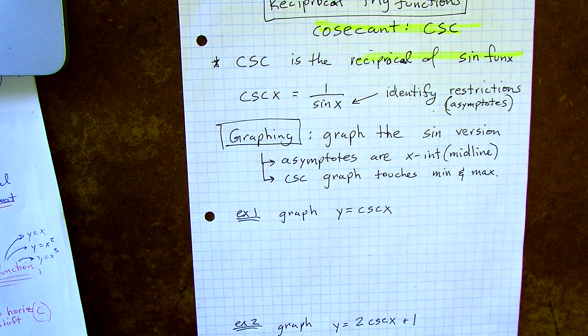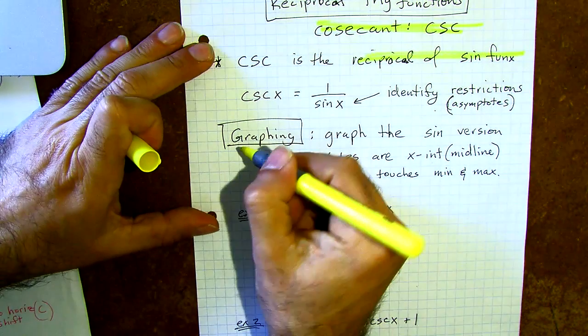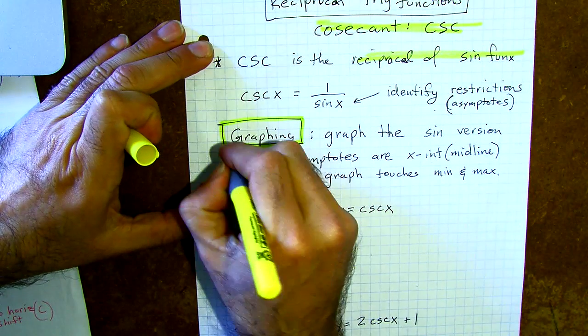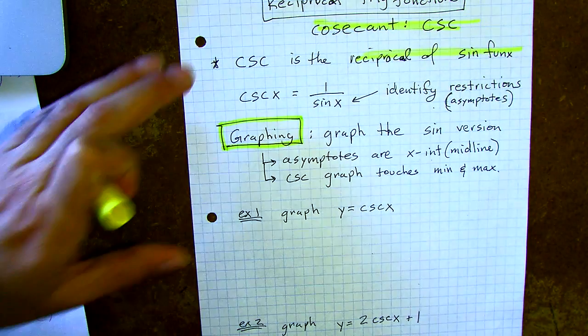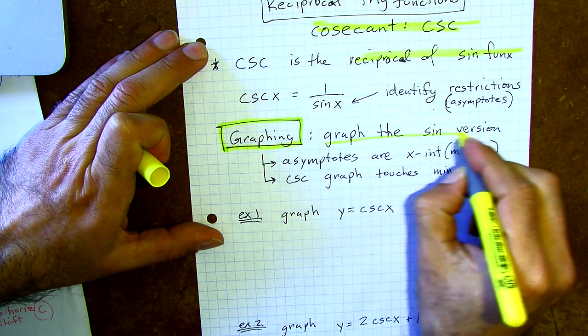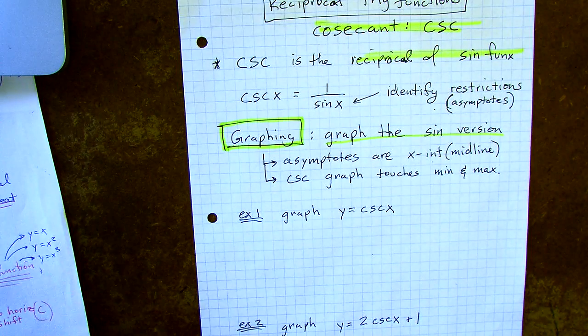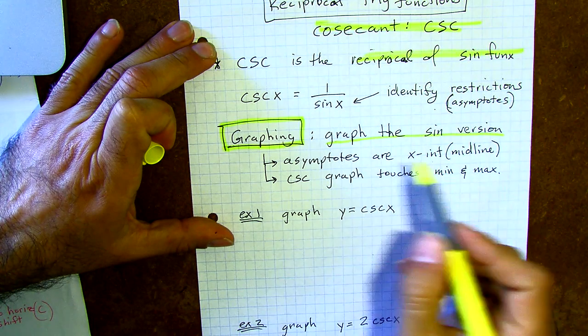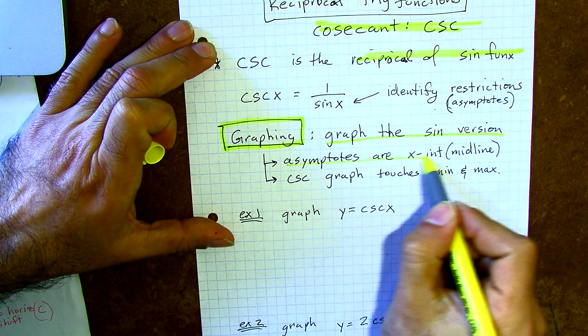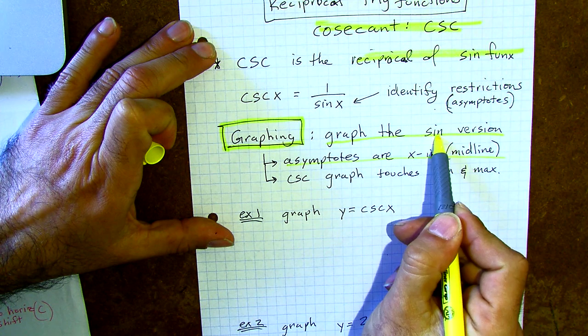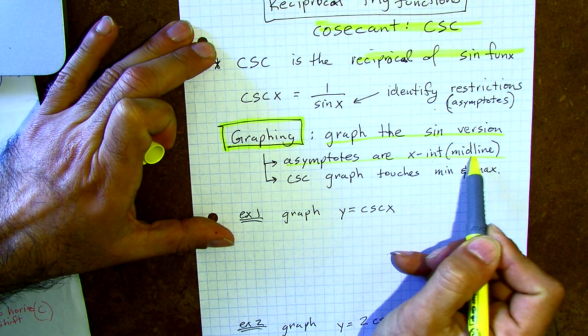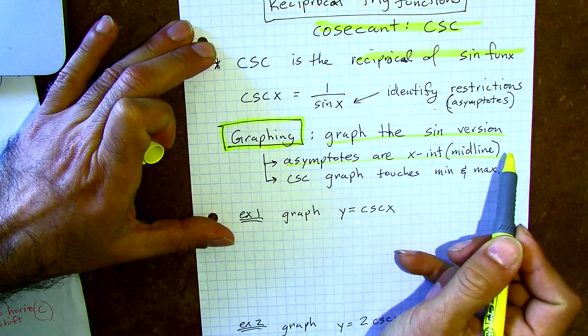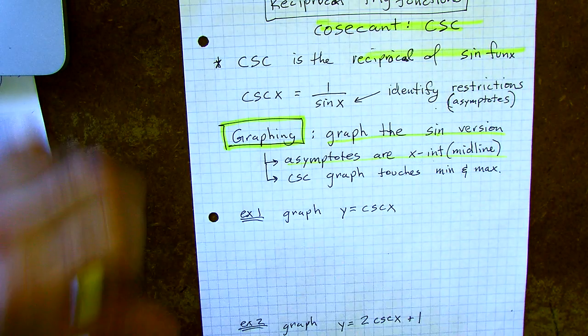Okay. Now, when we're graphing, if I need to graph the cosecant, all I need to do is first graph the sine version. Graph the sine version. Okay. We know the asymptotes. Actually, we're going to learn right now that the asymptotes can be found from the restriction, but they're also where the regular function, the sine function, crosses either the x-intercepts or the midline. Okay. And it's easier to see actually, but I'm going to keep going through this.